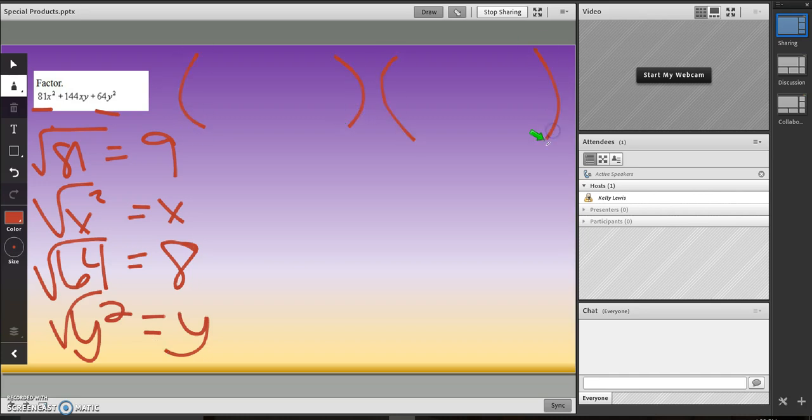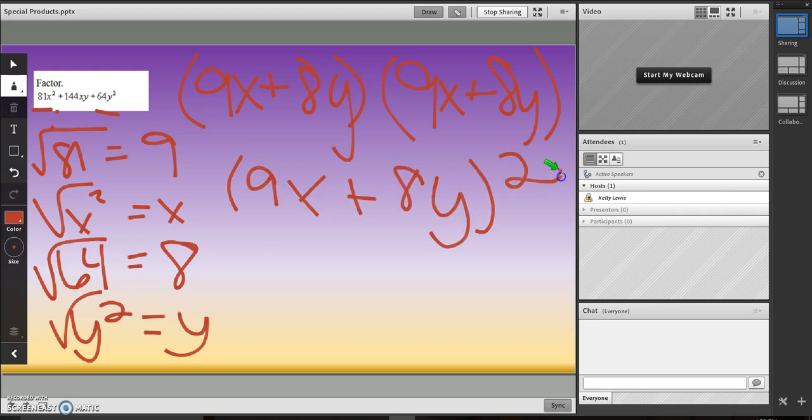Okay, we have our two factors. So the square root of 81 is 9. Square root of x squared is x. Square root of 64 is 8. Square root of y squared is y. And then we have a plus sign, so everything needs to be positive. And it's the exact same thing. So 9x plus 8y, squared.